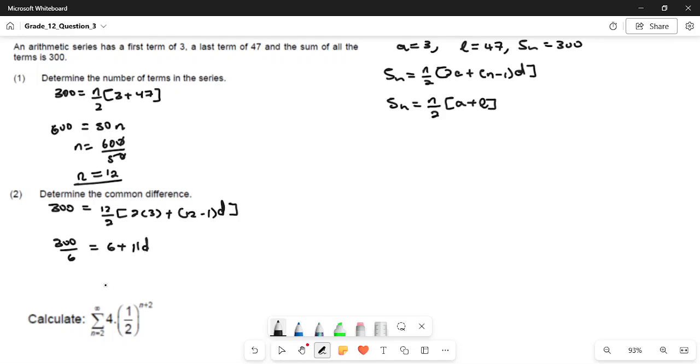Now 300 divided by 6, that is 50. So I'll have 50. Then I transpose my positive 6 to the left, which will be a minus 6. Then 11d. Now this will be 44. And then divide both sides by 11. Therefore, the common difference is 44 divided by 11, which is just 4.